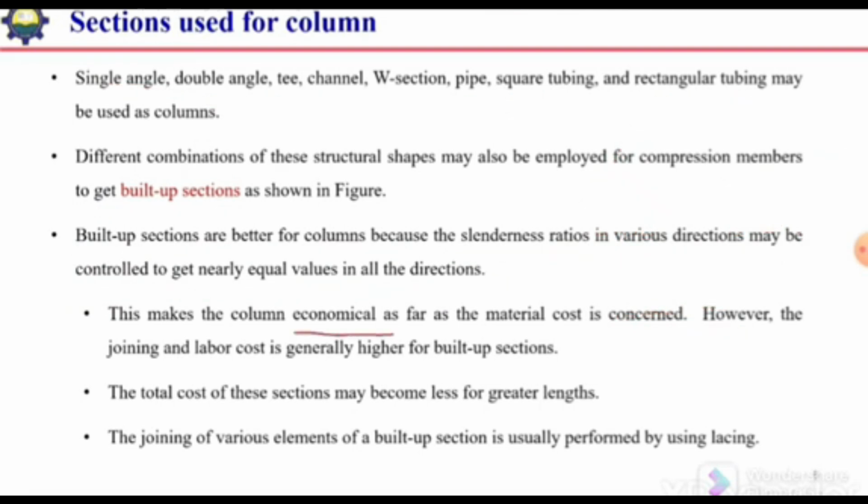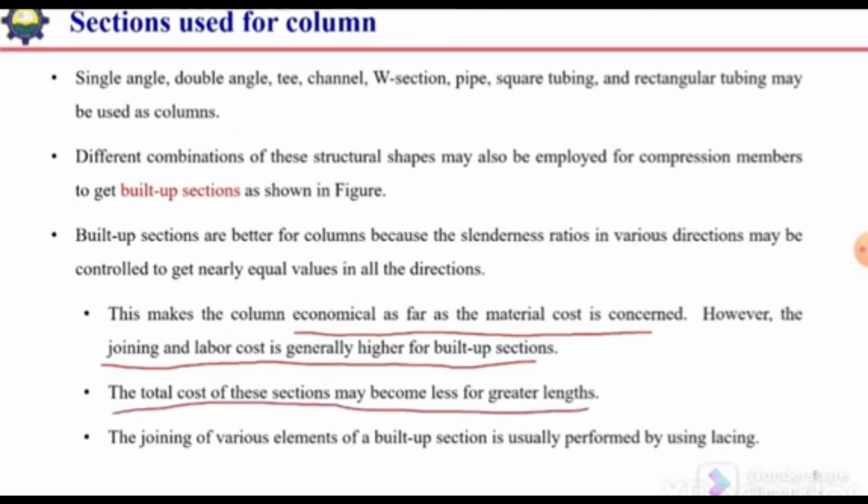Built-up sections are economical as far as the material cost is concerned. However, the joining and labor cost is generally high, but the total cost of the section may become less for a greater length. If the length of the member is large, the built-up section can be a good choice, an economical choice. The joining of various elements of a built-up section is usually performed by using lacing.